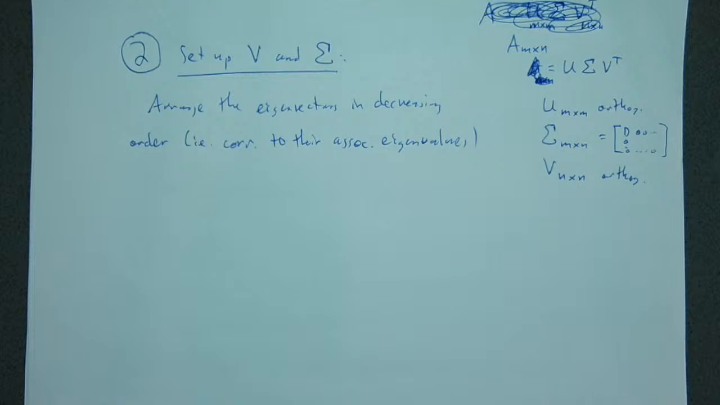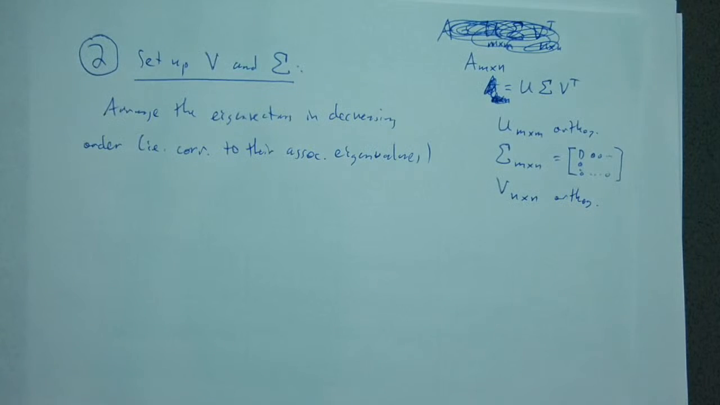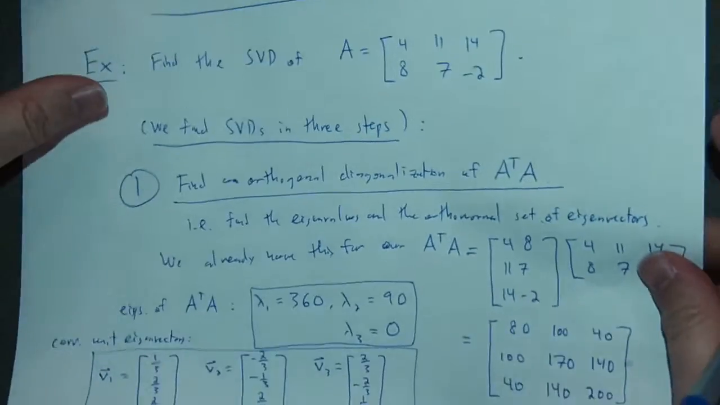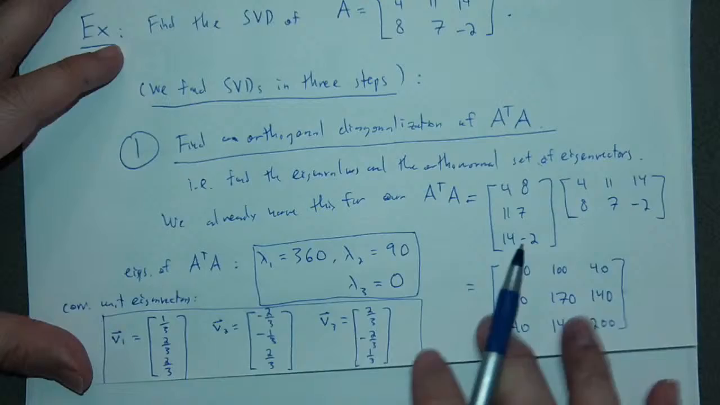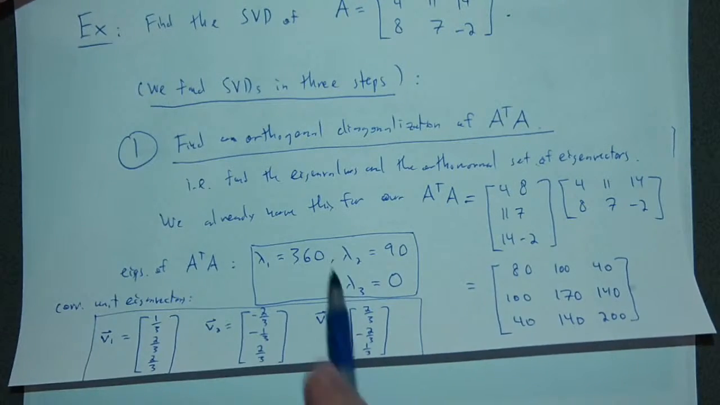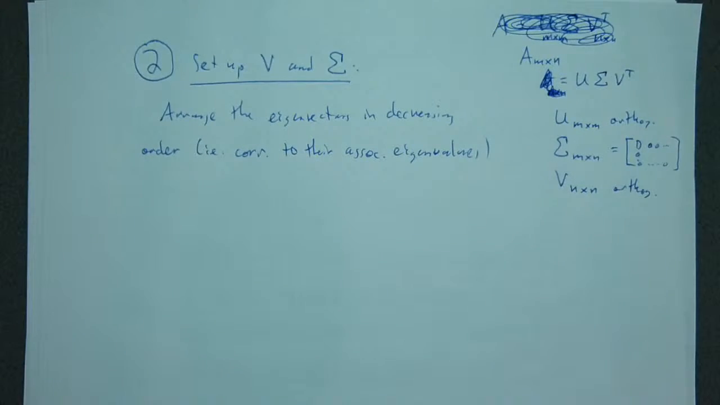So I'm going to arrange the eigenvectors in decreasing order. That's the first thing. In this case, it was already done for me. Where did I put my paper I was just writing? Oh, there we go. So in my case, it was already done for me here. There's my eigenvectors in decreasing order, and there's the associated eigenvalues.